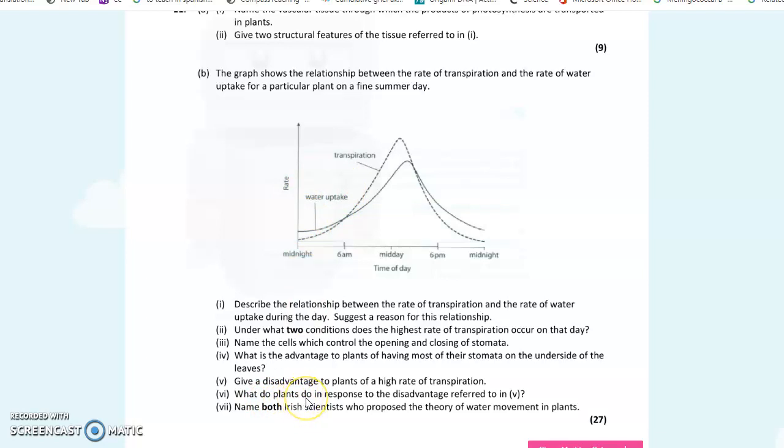What do plants do in response to the disadvantage referred to? So what can plants do to keep water in? We kind of mentioned it a little bit further up in the question, the disadvantage of losing water and how might a plant deal with that, and why the stoma are only on one side of the leaf, mostly. Name both Irish scientists who proposed the theory of the water movement in plants. Only two guys. One of them was very happy.